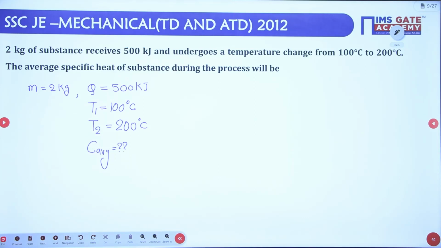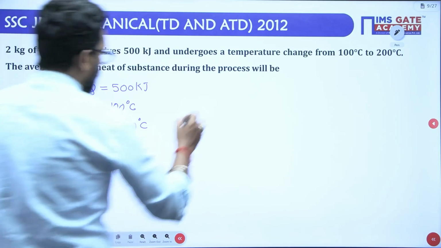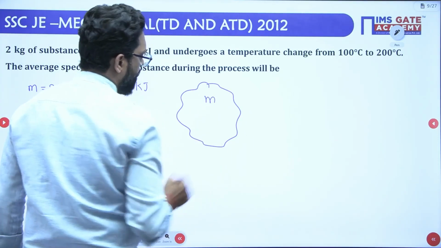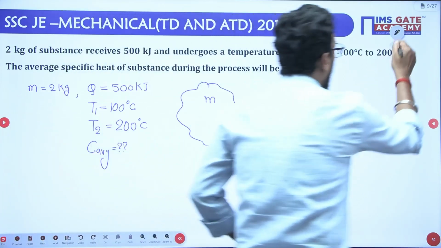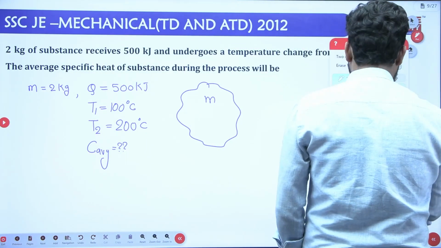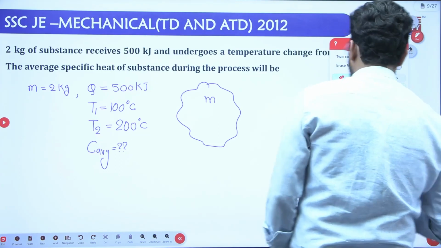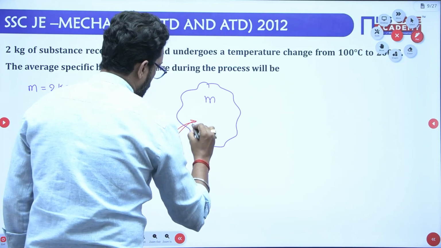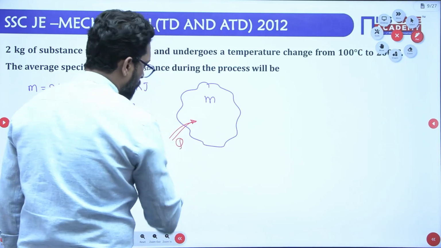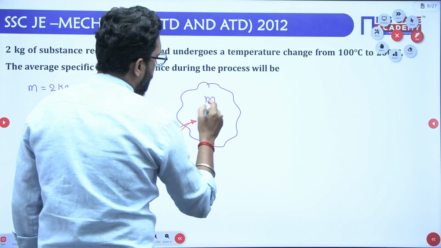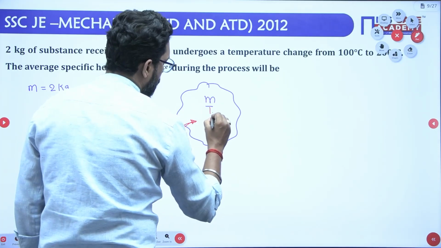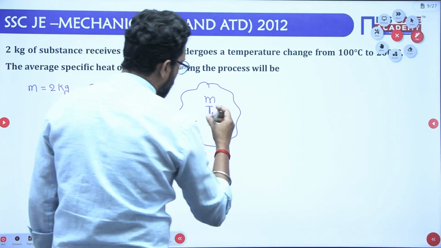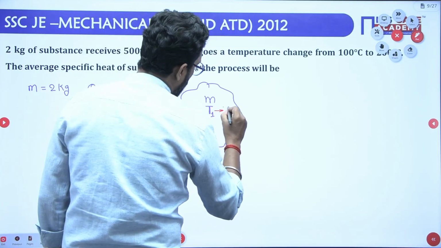Simple problem. Let's suppose there is a substance of mass M and you are adding energy in the form of heat. Let's suppose this system has initial temperature T1. Now you add the energy, and the system temperature will increase to T2.